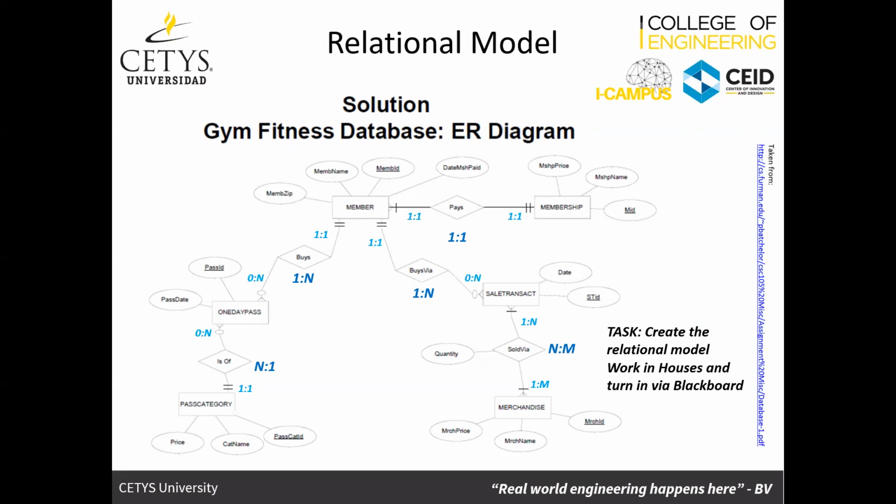And so this is an example of another type of ER diagram. A member is going to pay a membership. Only one member pays one membership, and the membership is of one member. Member buys a one-day pass. The member, that's one to many. I could buy one, or I could buy many, or I could buy none. The one-day pass has a category that's into one. A one-day pass can have only one category, but a category can have many passes that have that category.